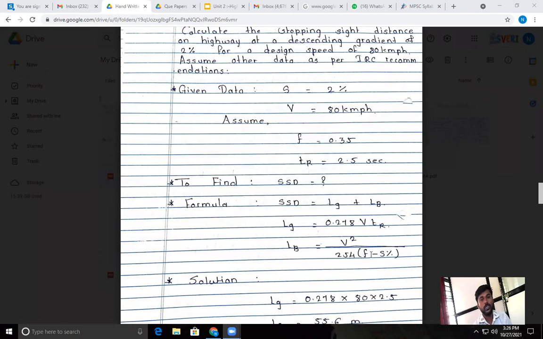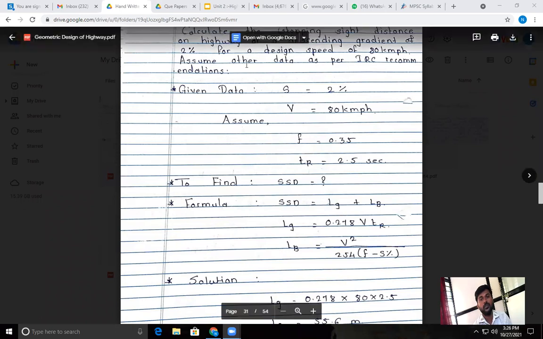Please remember this: in the formula of the braking distance, we should use the minus sign. Why? Because the gradient is given as a descending gradient. If the gradient is ascending, you should use the plus sign. If the gradient is descending, you should use the minus sign. Okay, put the values into the formula and find the answer. Everyone, please solve this problem. Everyone must solve this problem.